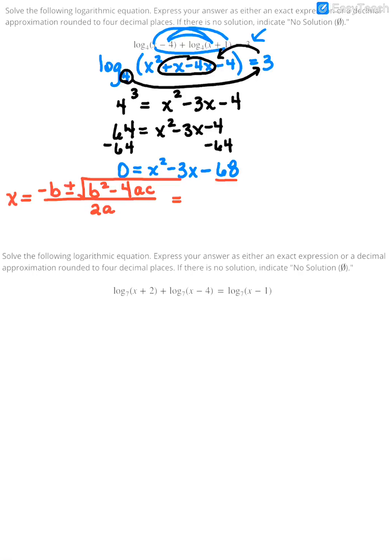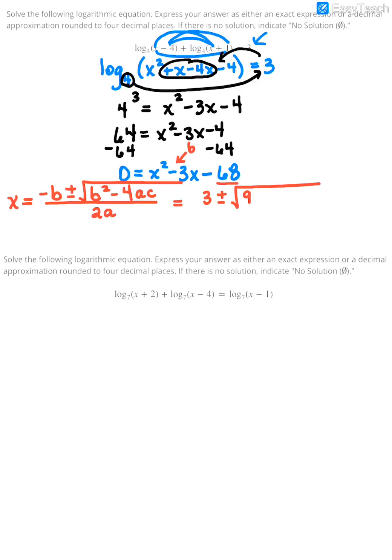So now we'll plug in. My b value is always in front of the x term. So when I take the opposite of negative 3, I get positive 3, plus or minus the square root. When I square my b, negative 3 squared becomes 9, minus 4 times my a, which is always in front of the squared term. It's understood to be a 1 in this case. And my c is always the constant, so that would be a negative 68. All divided by 2 times my 1.